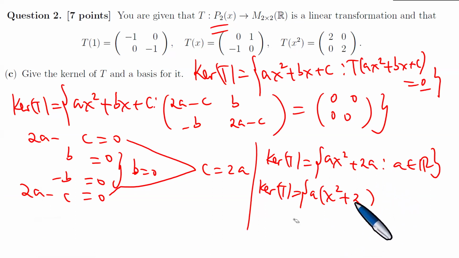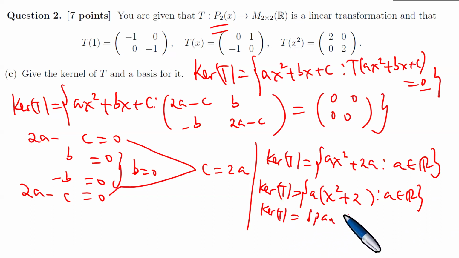Right, so you have x squared plus 2 such that a is in R. And therefore, the kernel of T is equal to the span of x squared plus 2. You can write it like this. So the kernel of T is equal to the span of x squared plus 2, because you have the linear combination of just one vector.